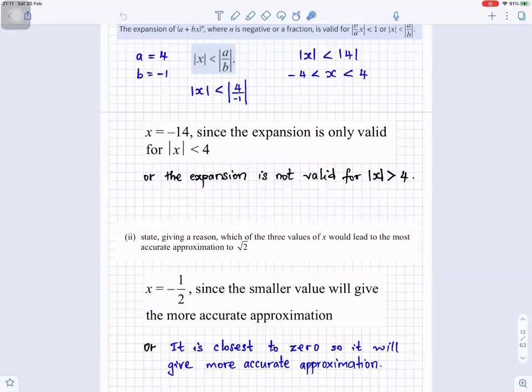Next one: state, giving a reason, which of the three values of x would lead to the most accurate approximation to root 2. x equals minus a half. Why? Since the smaller value would give the more accurate approximation. So the smaller the value, the more accurate the approximation. It is closest to 0, so it will give a more accurate approximation.